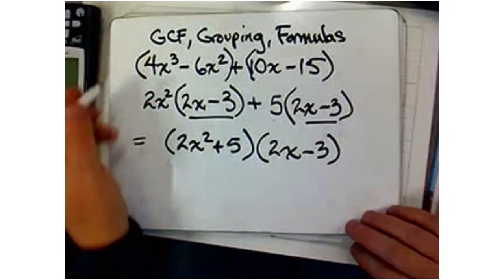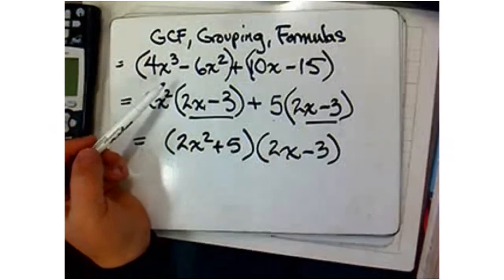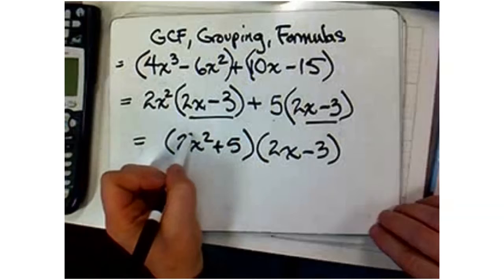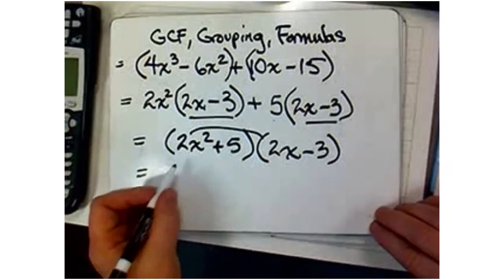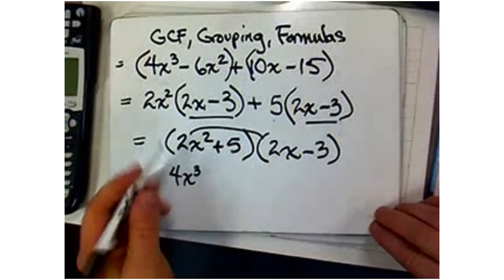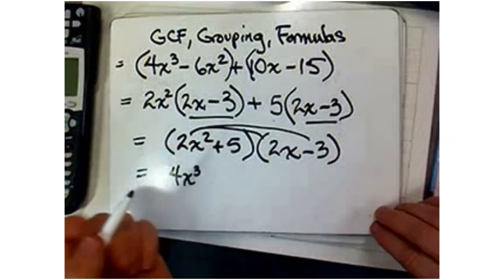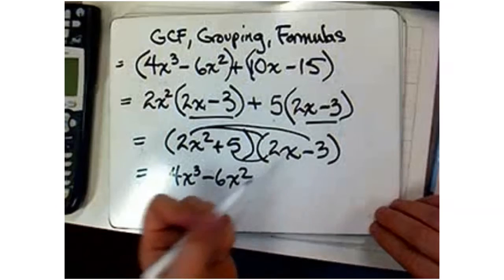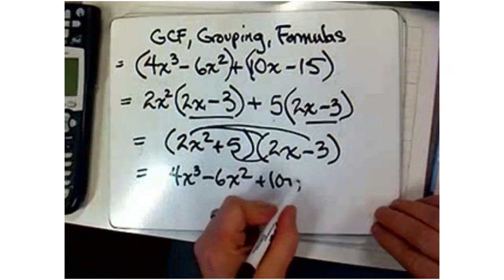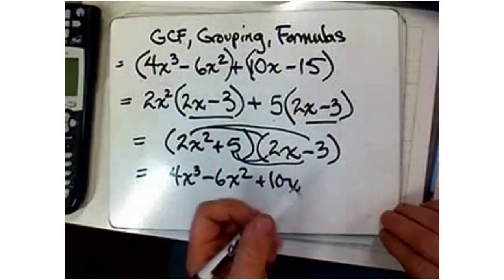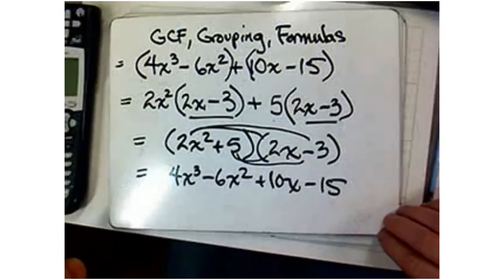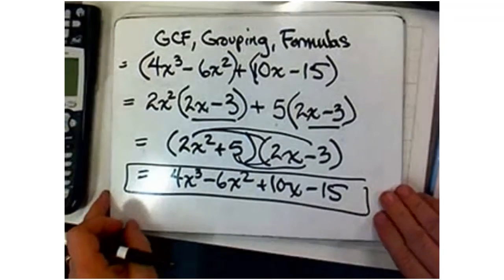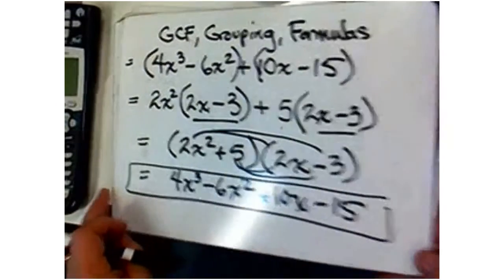And you could FOIL that and get right back to 4x to the third minus 6x squared plus 10x minus 15. You do your first term, 2x squared times 2x is 4x to the third. Your outer terms, 2x times negative 3 is negative 6x squared. Your inner terms, 5 times 2x is plus 10x. And your last term, 5 times negative 3 is negative 15. So we're back to where we started, and it was done correctly. All right? So that's factoring by grouping and using the greatest common factor method.